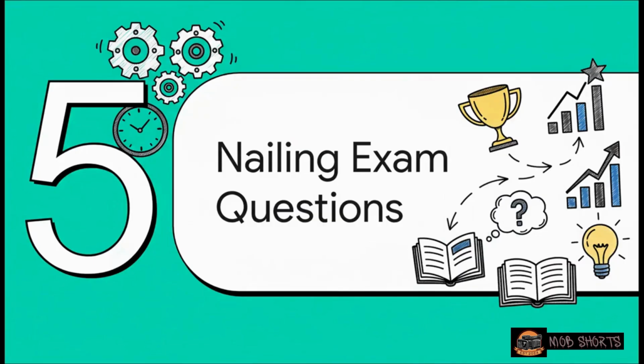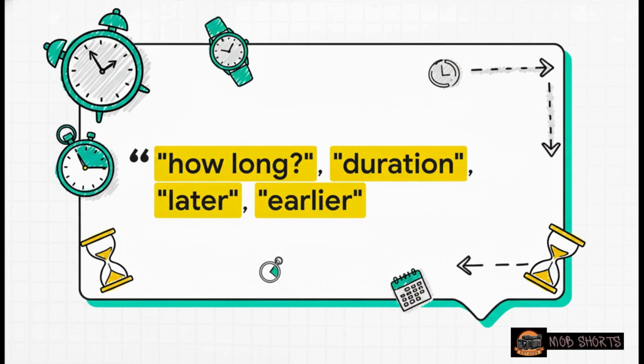Okay, so we've got the skills. We know about the decimal trap. We know about the magic calculator button. But how do we put it all together when you're sitting in that exam hall and the pressure is on? Let's talk strategy. First thing, you need to become a keyword detective. When you're reading a word problem, your eyes should be scanning for words like these: how long, duration, later, earlier. As soon as you see one of those, a little alarm bell should go off in your head. Ding, ding, ding. This is a time calculation question, and I know exactly what to do.